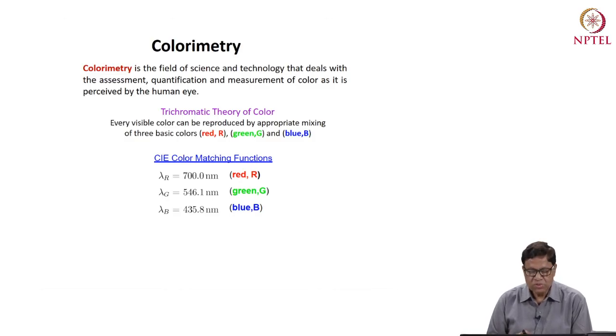Now let us come to colorimetry. It is a field of science that deals with the assessment, quantification and measurement of color as it is perceived by the human eye. As you know, there are three basic colors: red, green and blue. So you can produce any color using R, G and B. The wavelength for red is 700 nanometers, for green it is 546, and for blue it is 435.